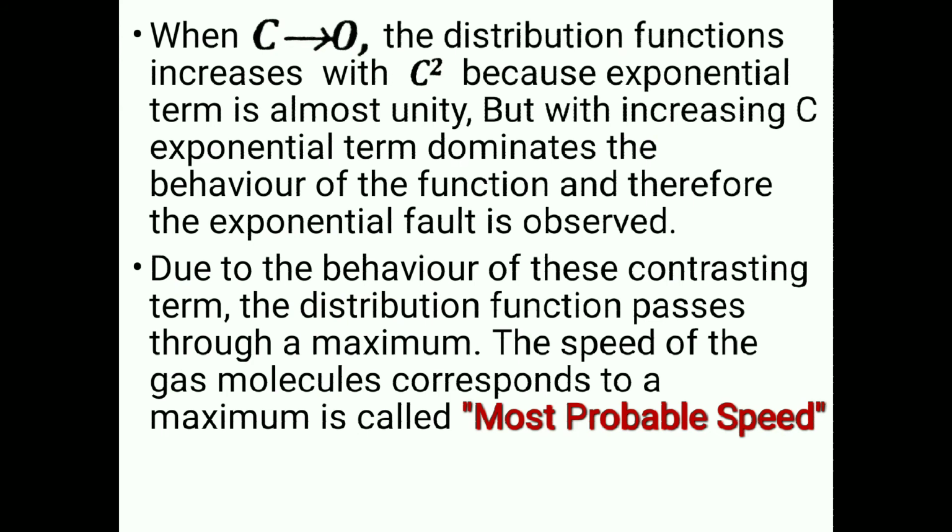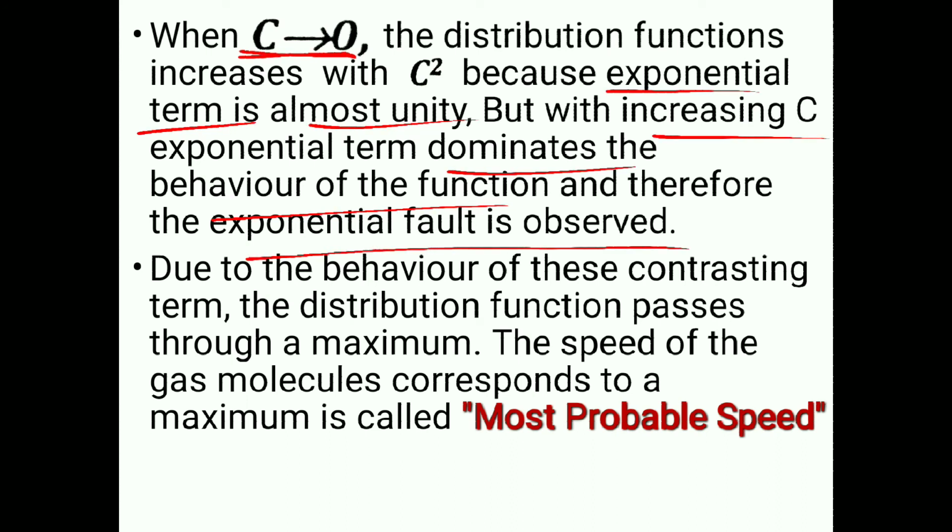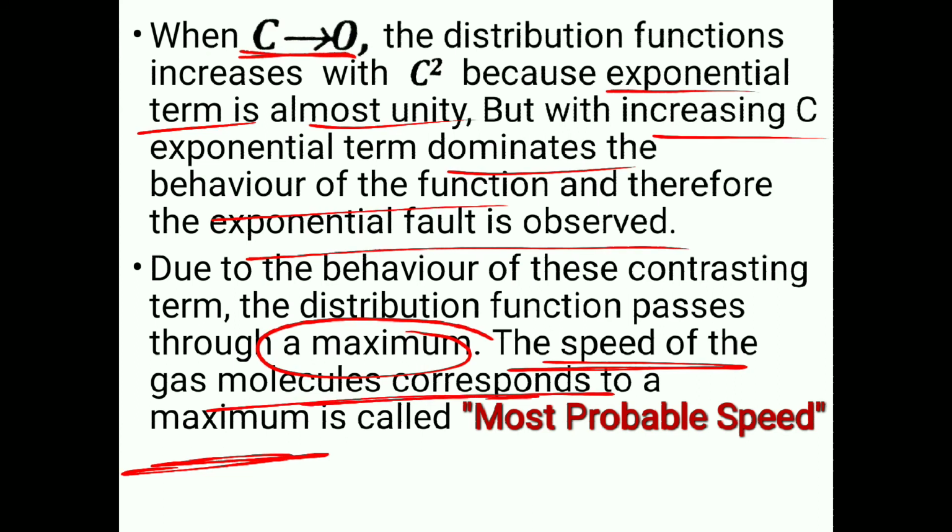Next, when c tends to 0, the exponential term is almost unity. With increasing c, the exponential term dominates the behavior of the function and therefore the exponential fall is observed. Due to the behavior of these contrasting terms, the distribution function passes through a maximum. The speed of the gas molecules corresponding to the maximum is called the most probable speed. That is very important.